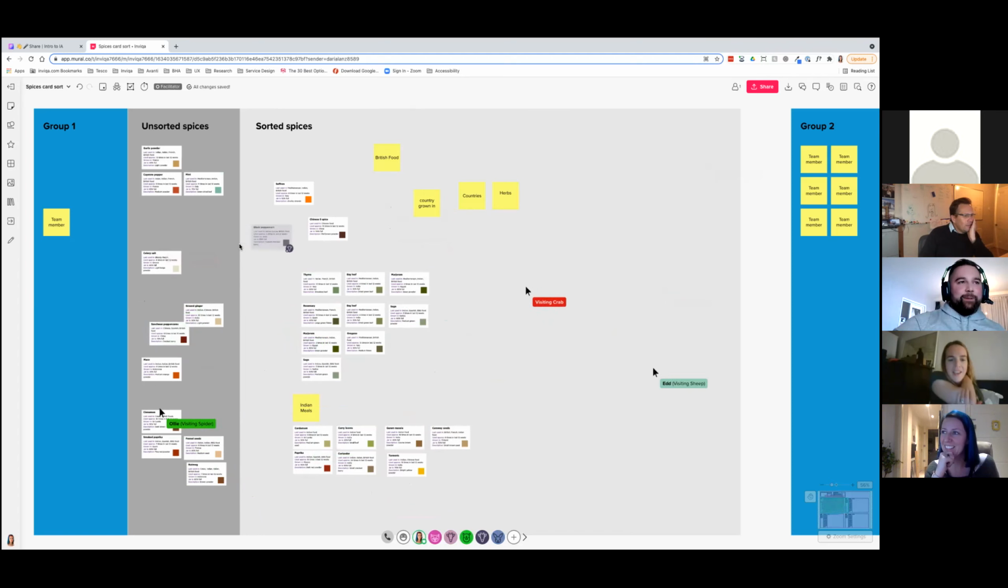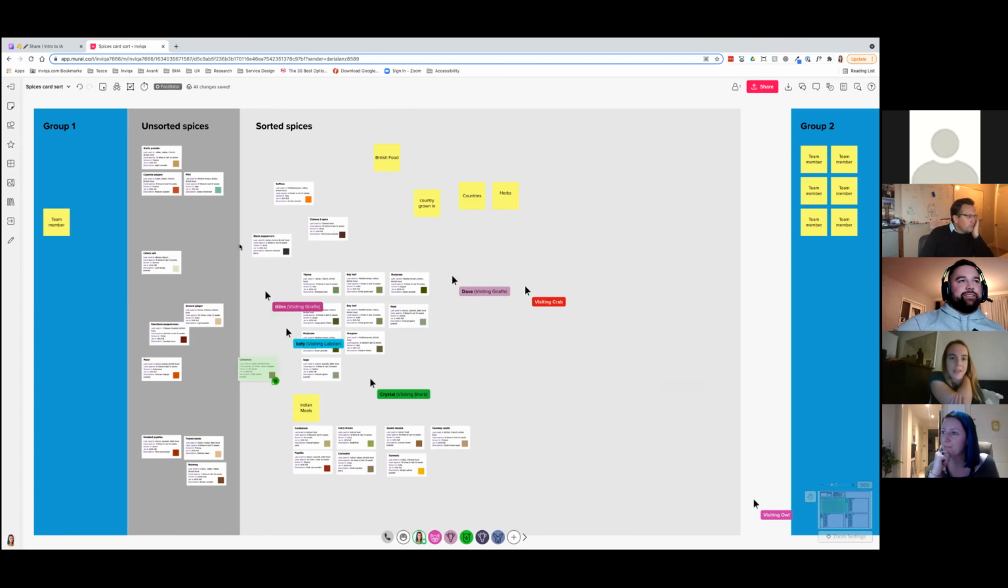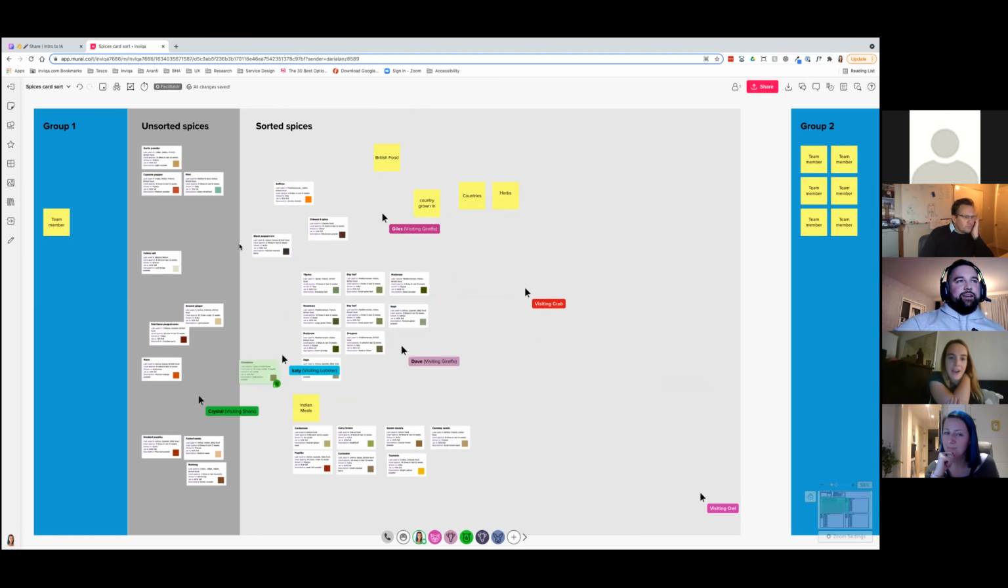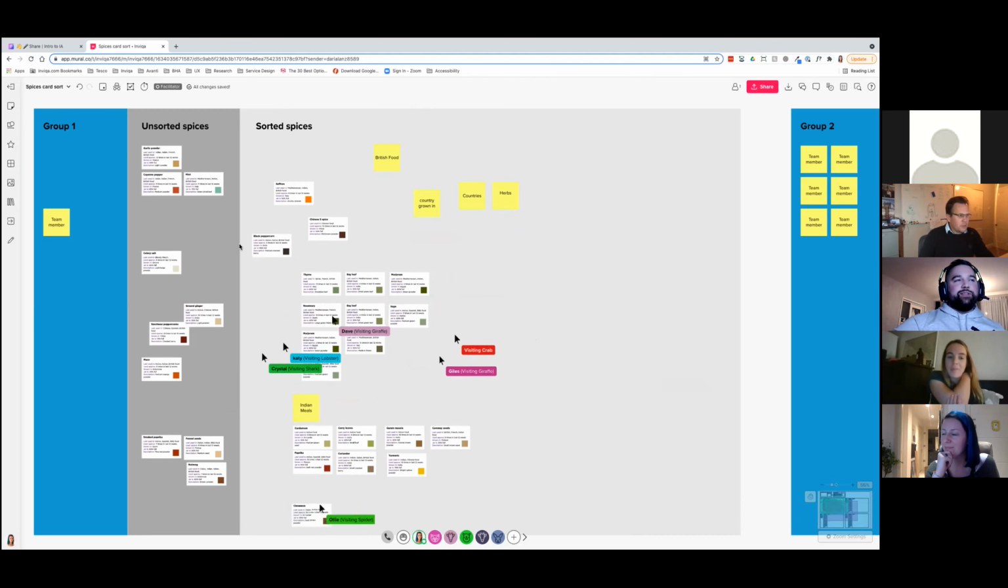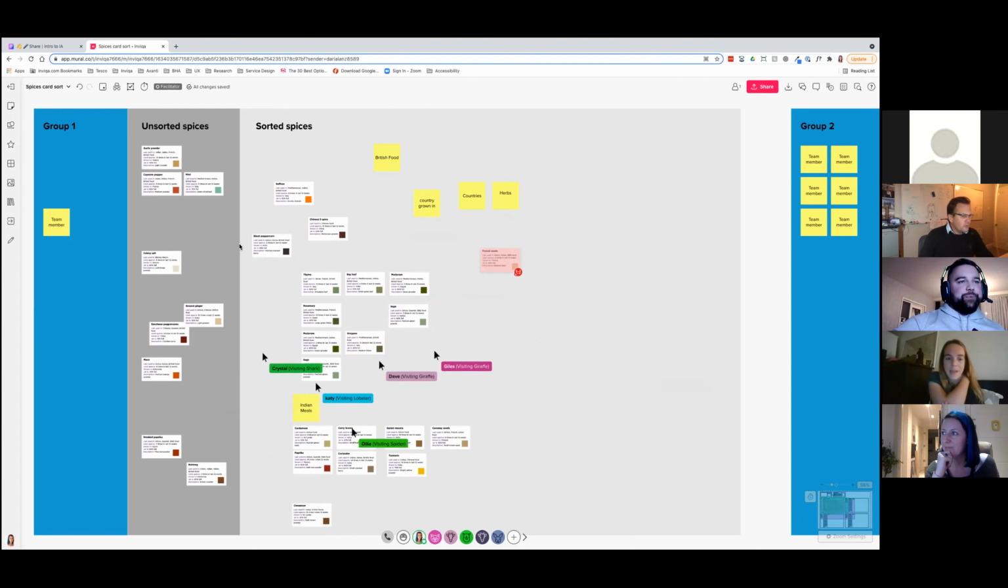Could we have an everyday, general category? Because with my spices, I have ones at the front because I use them all the time. I thought the same thing. Oregano, I use all the time, but salt and pepper, I'm not necessarily always making Italian food.